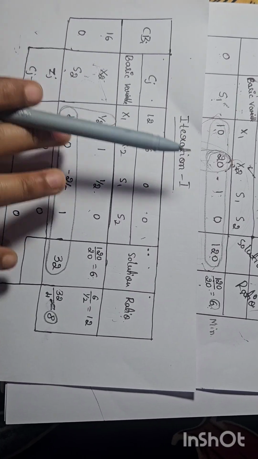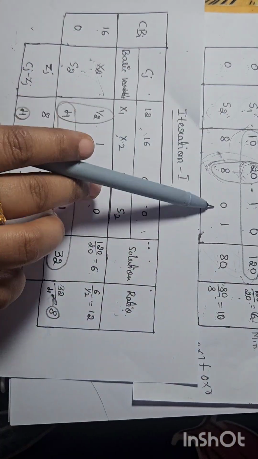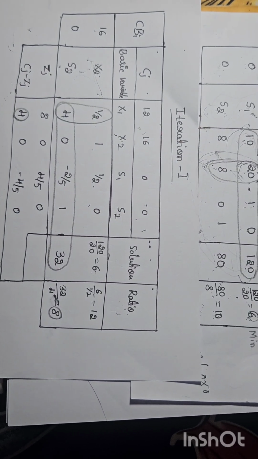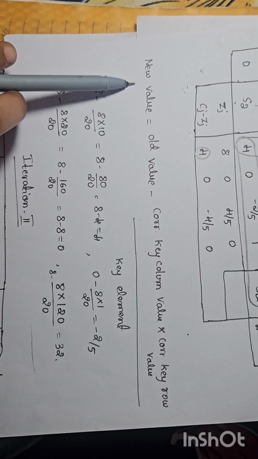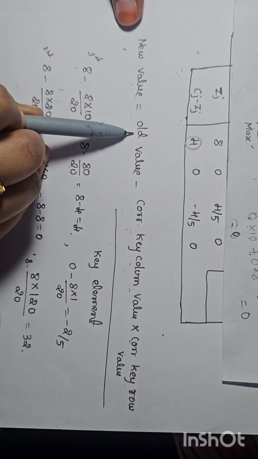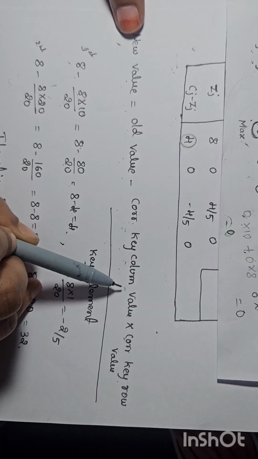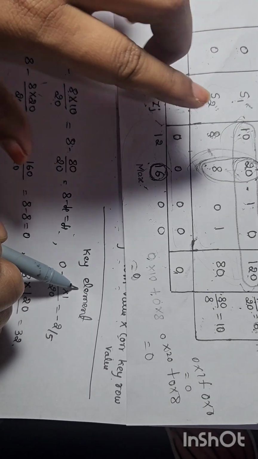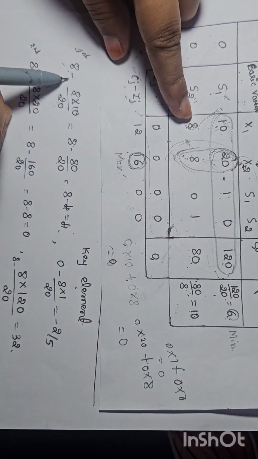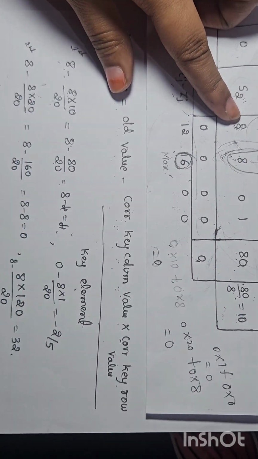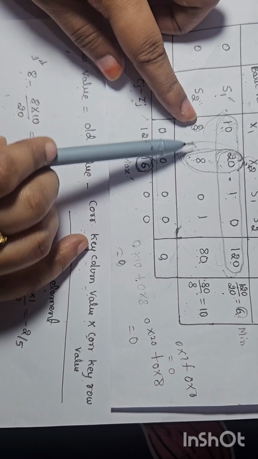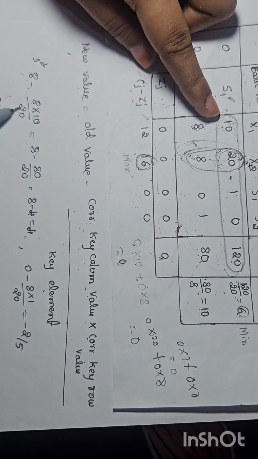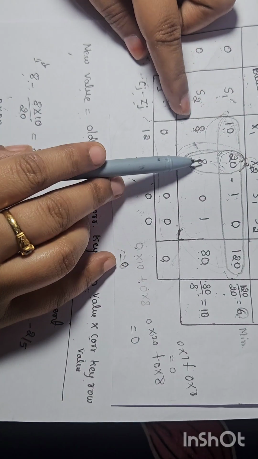Next, this S2 row. This is the old value. We need to frame the new value by using the formula. What is the formula for finding the new value? New value equals old value minus corresponding key column value into corresponding key row value divided by key element. First, the old value is 8. 8 minus the corresponding key column value, 8, into the corresponding key row value, 10, divided by the key element. You will get 4.